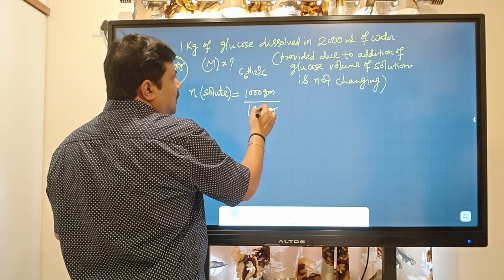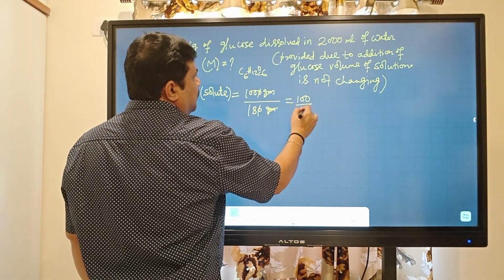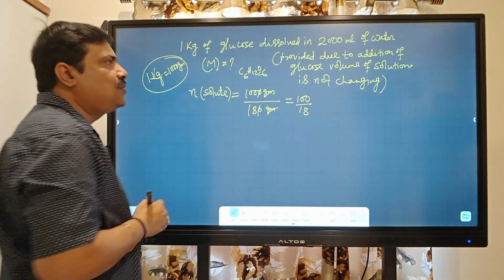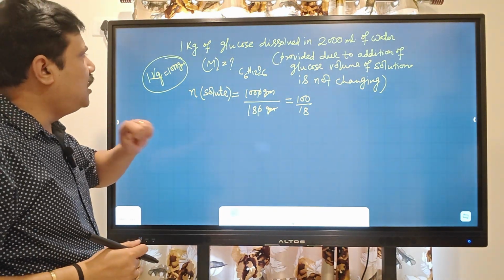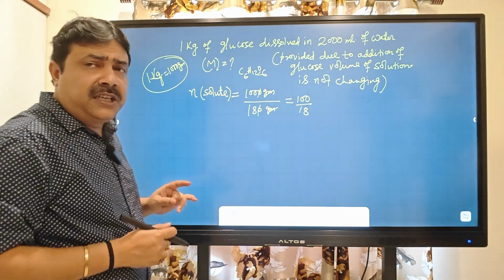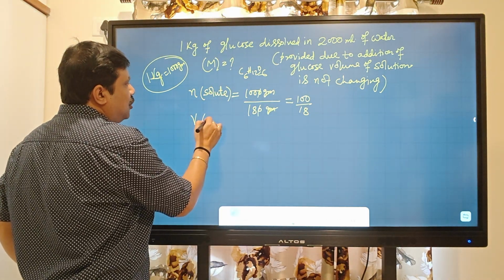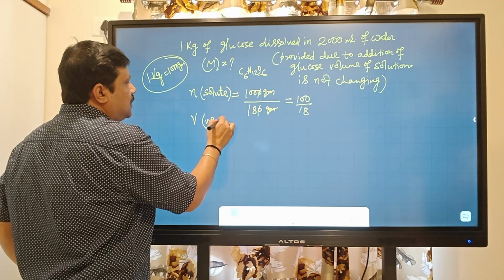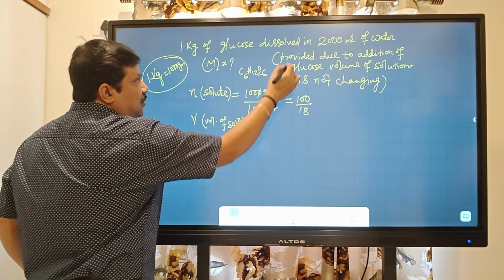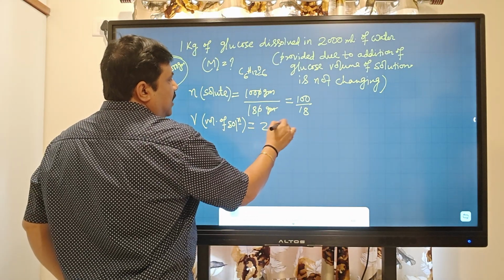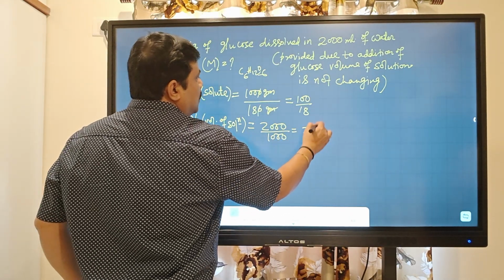The grams cancel out, and you will get your value like this, 100 by 80. Keep it up over here; later you can do simplifications. Now, the number of moles of solute you have, and then the volume of solution I need in liters. The volume of solution is 2000 ml. ML to liter means dividing by 1000, which is nothing but 2 liters.